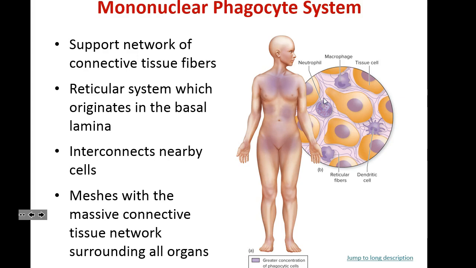So here in this mononuclear phagocyte system, it supports the network of connective tissue fibers. The reticular system originates in the basal lamina. It interconnects nearby cells. It meshes with the massive connective tissue network surrounding all organs. We have a greater concentration of phagocytic cells where you see the purple here.